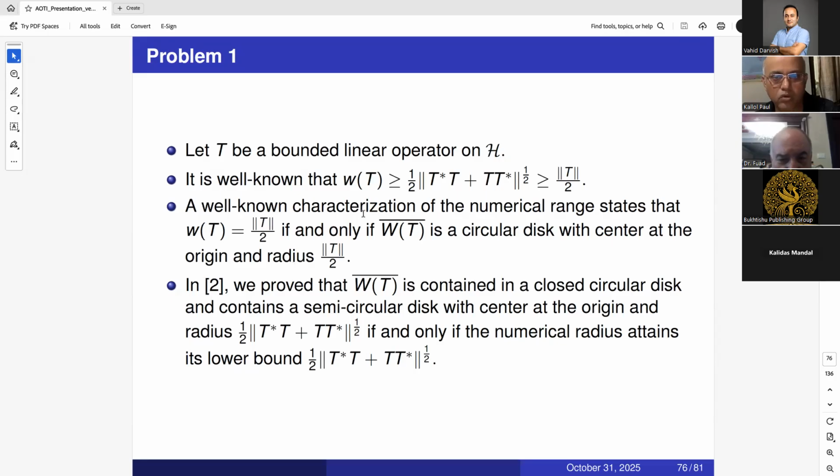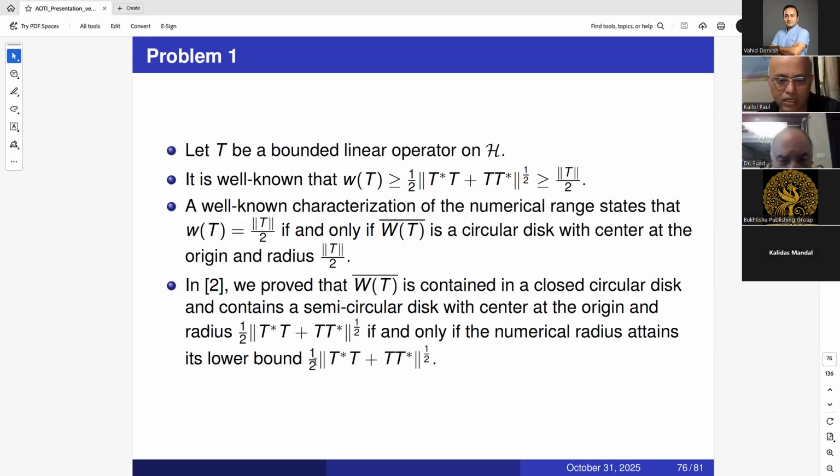And we could prove that w(T) is equal to this left side. If this is equality, then the closure of W(T) is contained in a closed circular disk and contains a semicircular disk with center at the origin and radius half. So the question that now arises in our mind is whether this will again force it to be a circular disk. We could not prove it.